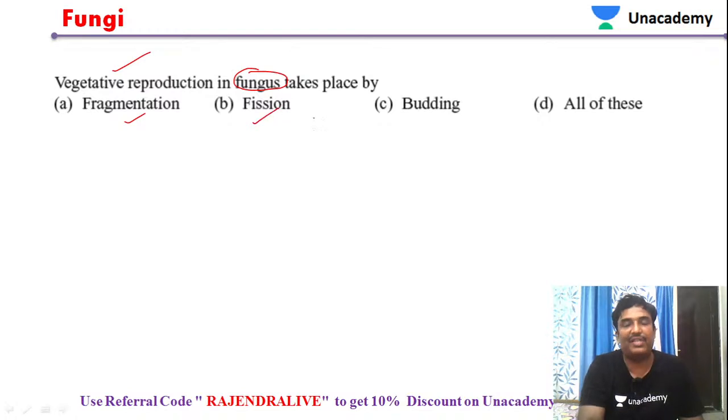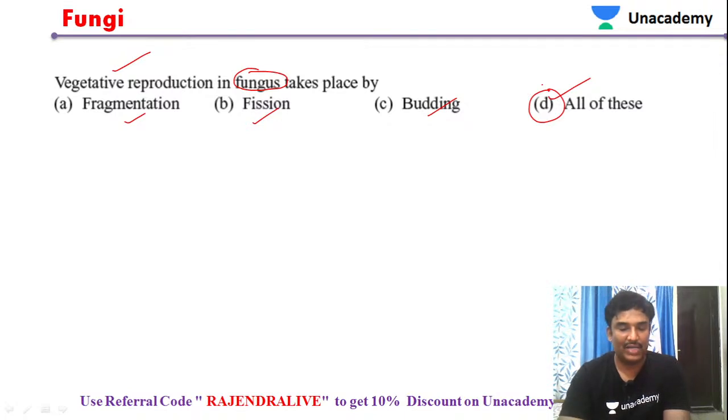That is by fission, that is also correct, and by budding. So all statements are applicable in this particular case. So option D is the right answer, students. Very good, Jivan and Kritika. Vegetative reproduction in fungi takes place by fragmentation, it can be by fission or by budding. So all the statements are correct in this case.